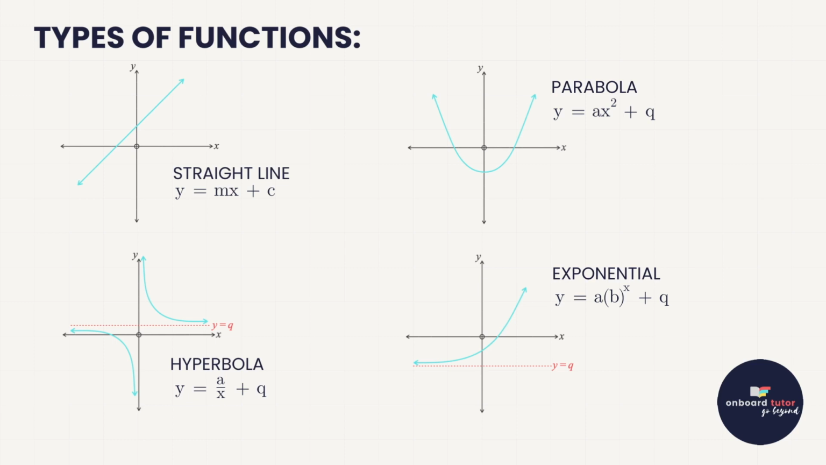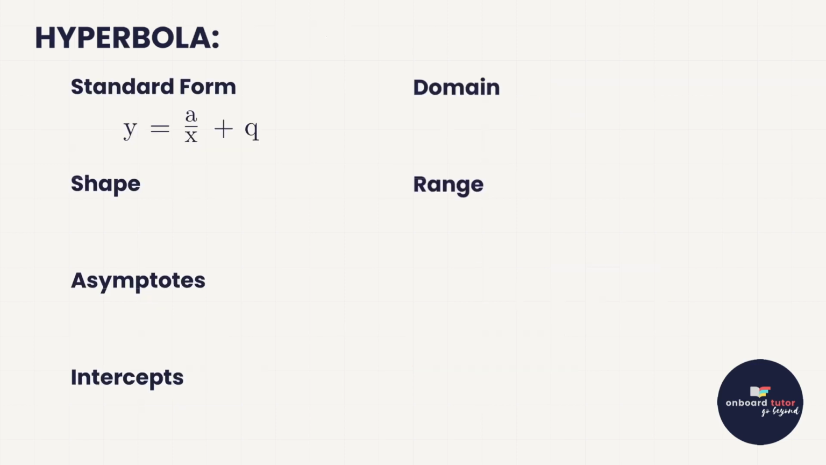So let's dive in and have a look at what we need to understand about the hyperbola here at grade 10 level. So the first thing that we look at is the standard form of the hyperbola. So what we're looking at now is a over x plus q. So the minute that you see this x here in the denominator, you must think, I'm dealing with a hyperbola. Okay, the a value affects the shape. So let's have a look at that.